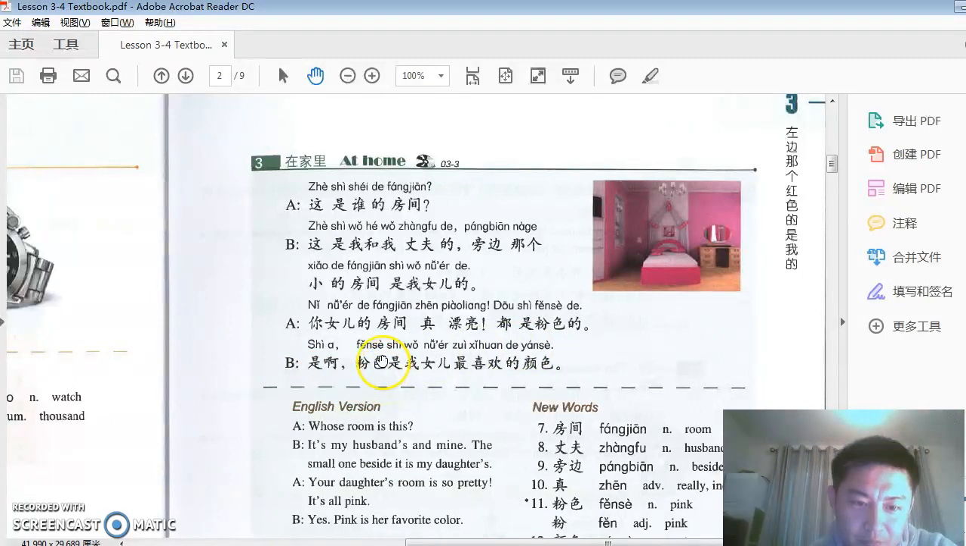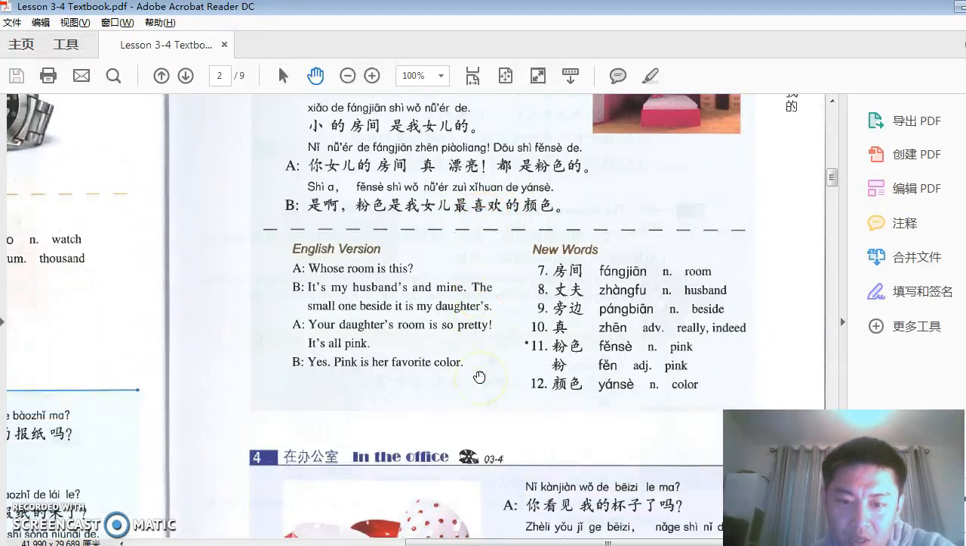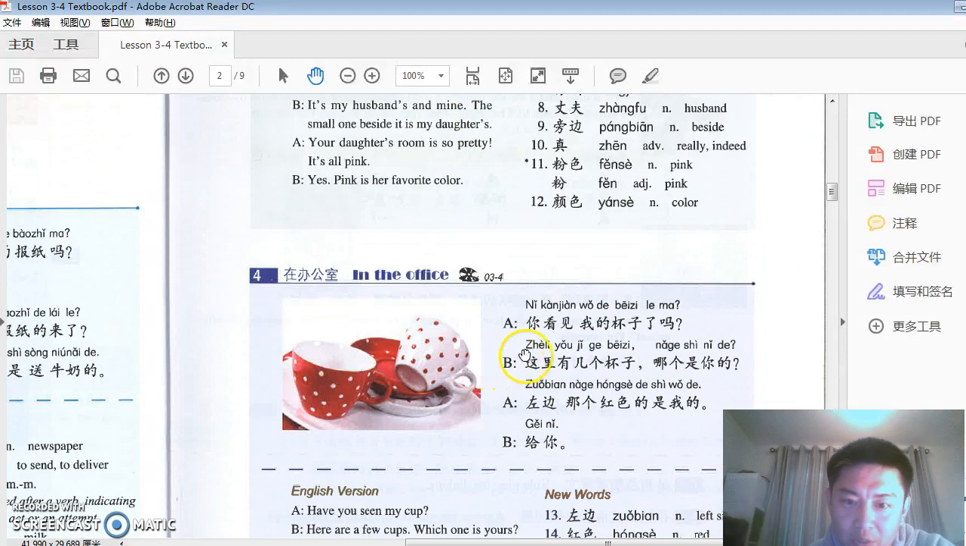粉色, pink color, 是我女儿最喜欢的颜色. Okay, after the 的 we have 颜色, color, but before the 的 we have 最喜欢, most like. Who most likes? 我女儿最喜欢. So 我女儿最喜欢 here is used to describe the color. What kind of color? It's my daughter's most liked color. So her favorite color.